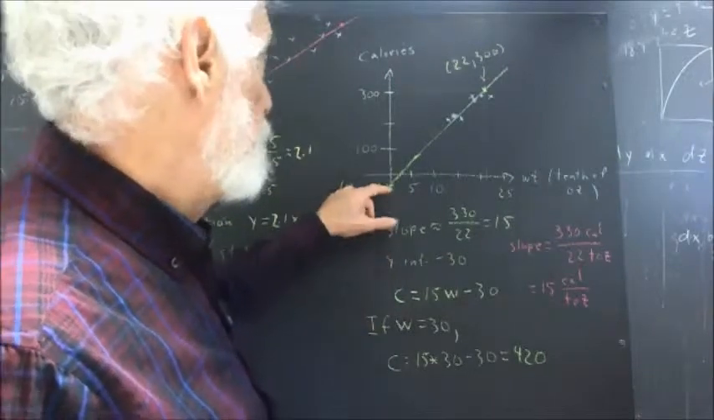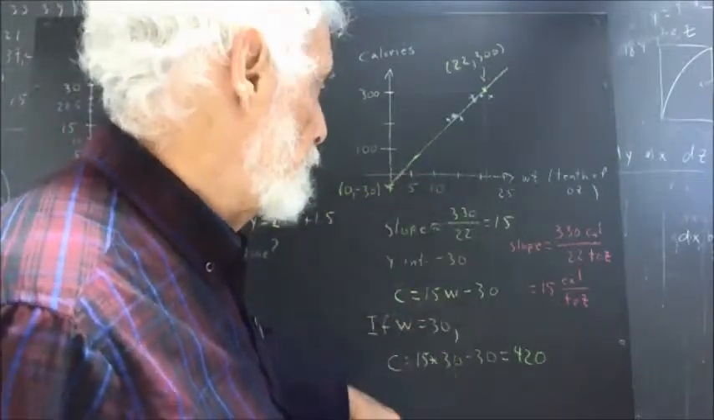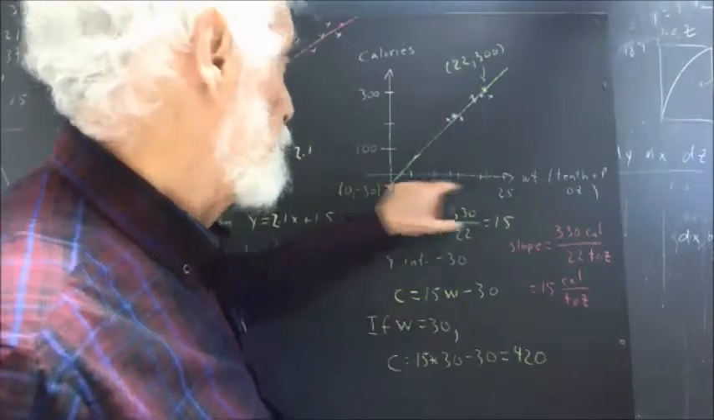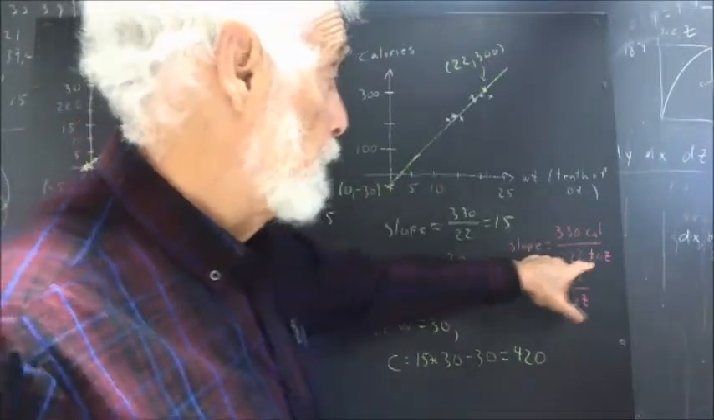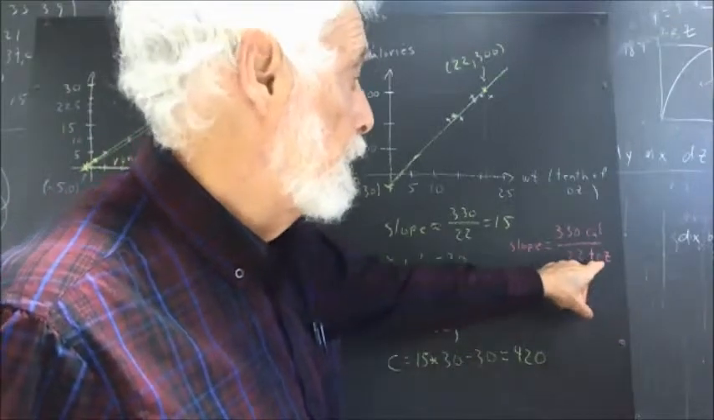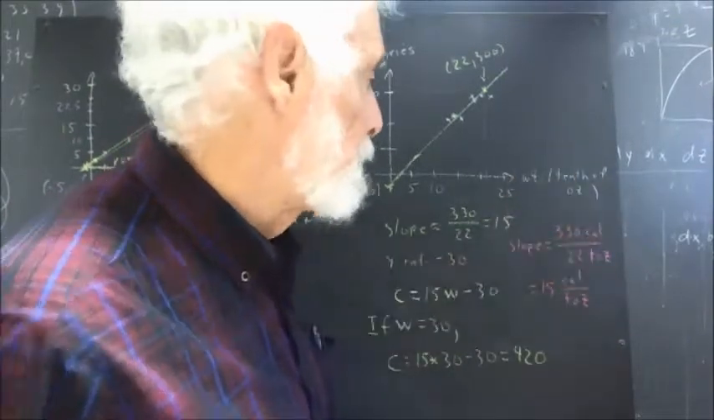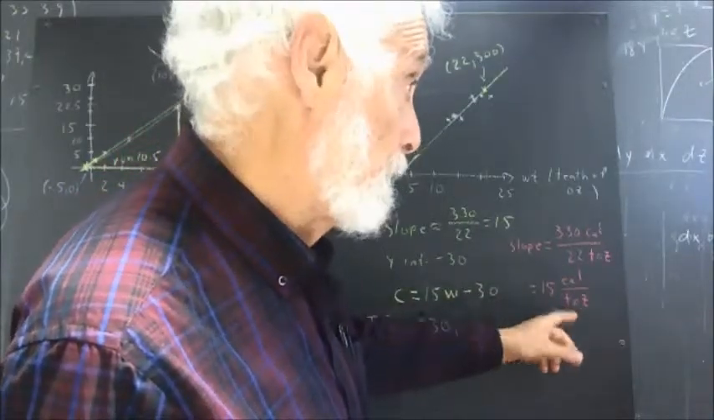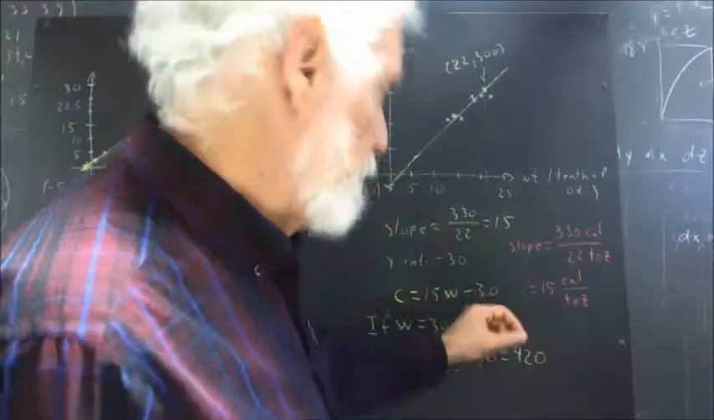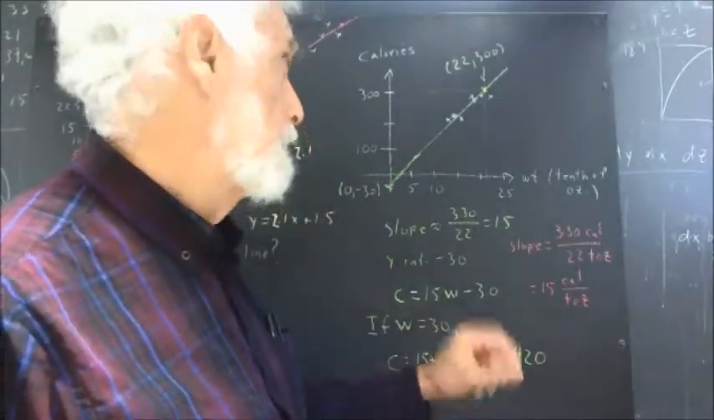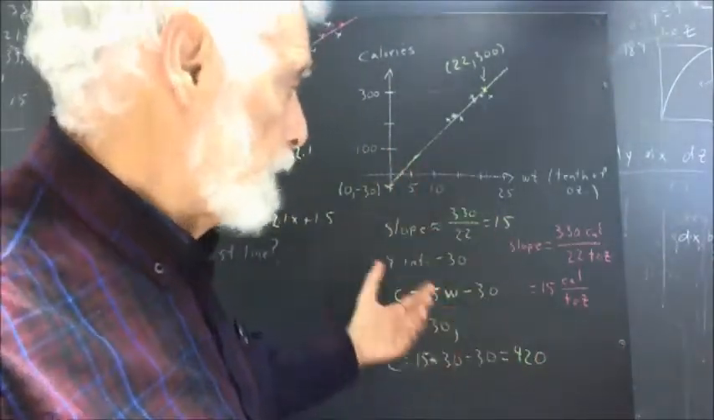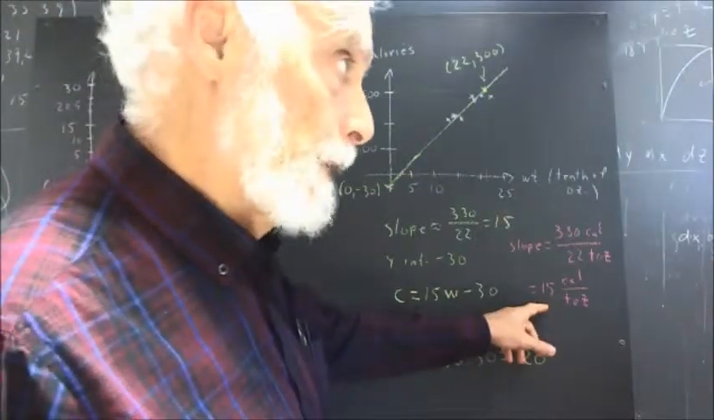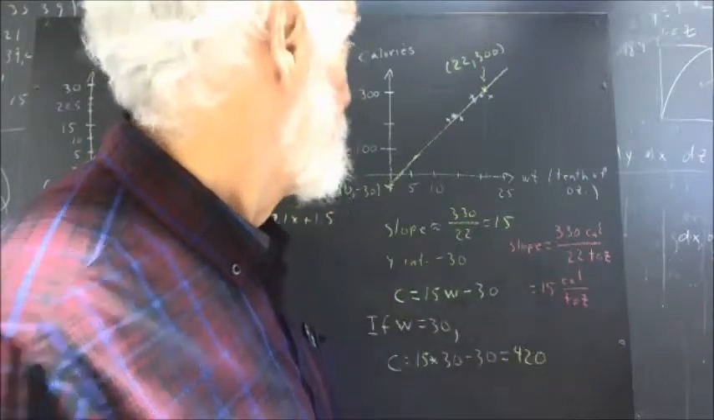And the run from 0 to 22.5 or 22 represents the change in the weight of a candy bar, 22/10 of an ounce. I'm going to use TOZ for tenths of an ounce. When we divide it out, we get 15 calories per tenth of an ounce. That means every tenth of an ounce of a typical candy bar is going to tend to be about 15 calories. And that would be about 150 calories per ounce, wouldn't it?